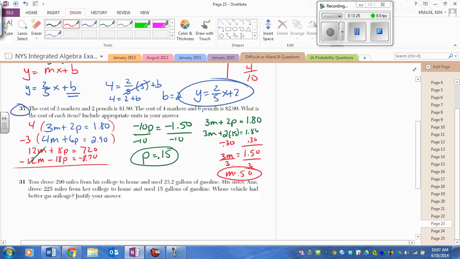So you should write a sentence. A pencil costs 15 cents, and a marker costs 50 cents.